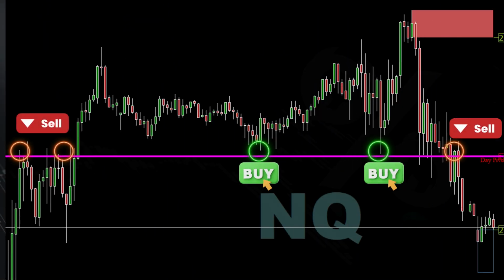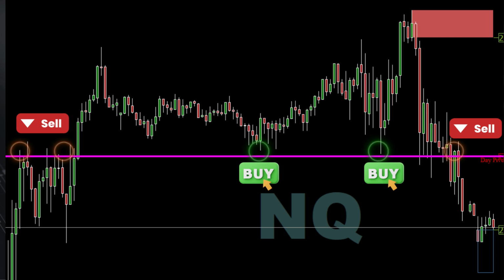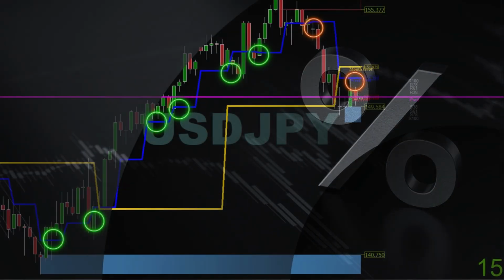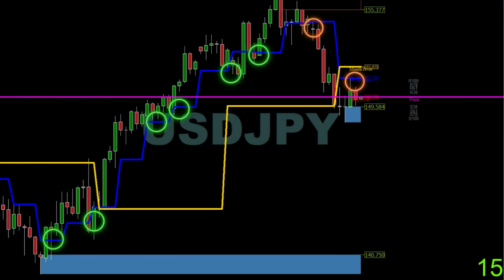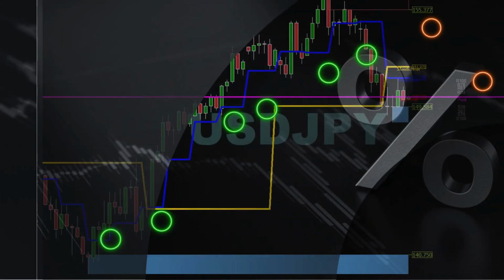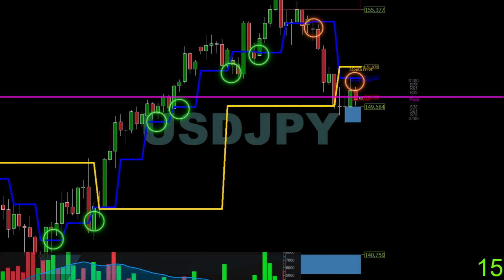How to use pivot levels effectively. Use the daily pivot as your guide. If price is above, focus on buy trades near the pivot or support levels. If below, look for sell trades near resistance. Weekly pivots confirm trends, while monthly pivots help set larger stop loss or take profit zones. Pair pivot levels with volume analysis or indicators like RSI to confirm momentum at these zones.